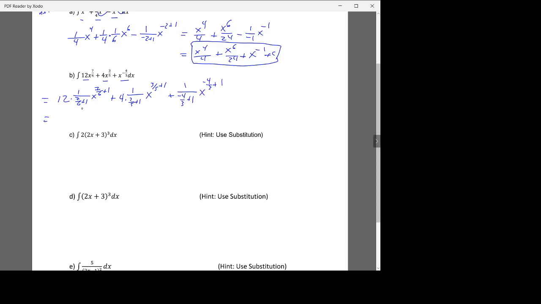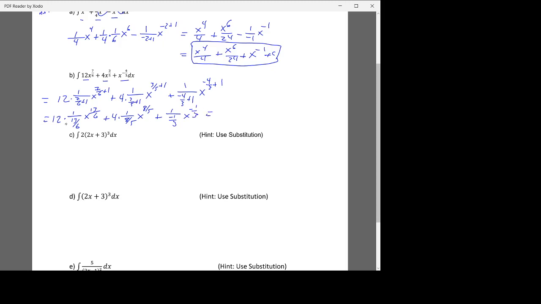So 7 sixths plus 1 is 7 sixths plus 6 sixths, so 13 sixths. So we have 1 over 13 sixths, x to the 13 sixths. And then we have 4 times, and then 3 fifths plus 1 is 3 fifths plus 5 fifths, or 8 fifths. So we'll have 1 over 8 fifths, x to the 8 fifths. And then plus, and minus 4 thirds plus 1 is minus 4 plus 3 over 3, so minus 1 third. So 1 over minus 1 third, x to the minus 1 third.